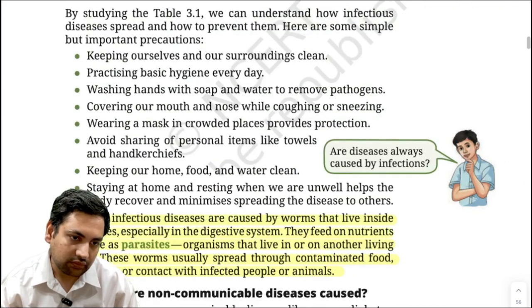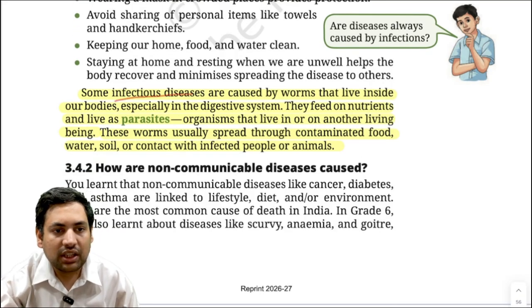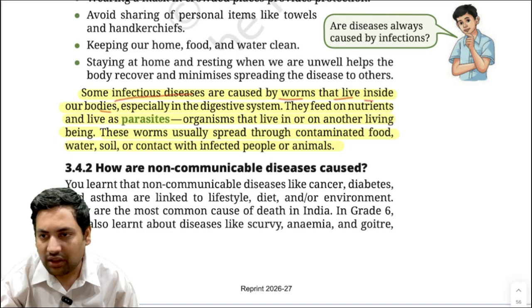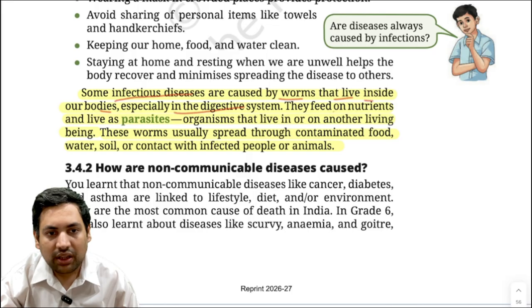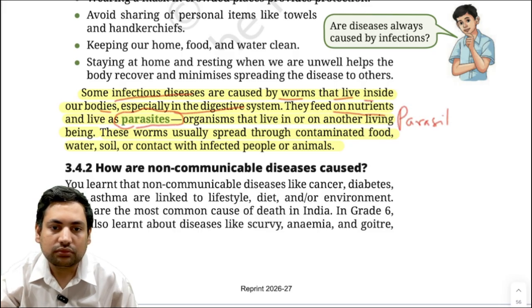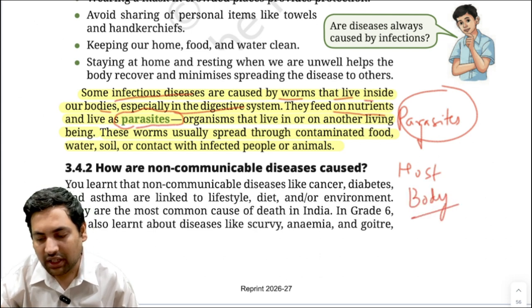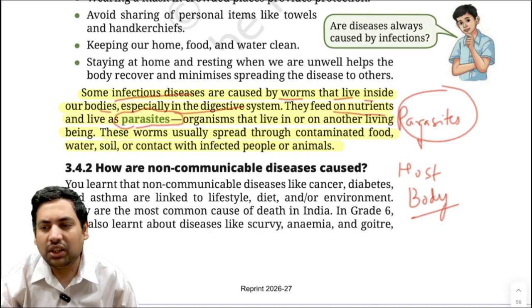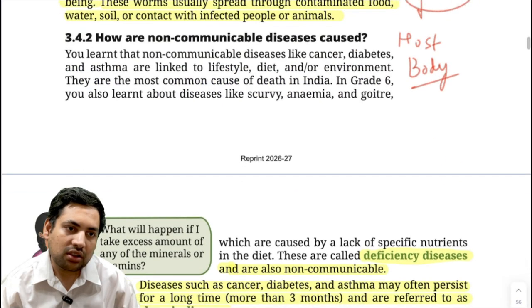Then, yeah, this we have talked about, that some infectious diseases are caused by worms that live inside our bodies. As I told you, some bacteria, worms, all this live inside our body, especially in our digestive system. They feed on nutrients and live as parasites. What are parasites? Parasites are something that lives on the host body completely. Correct. So parasites live on the host body. It takes every nutrient, everything from the host body itself. Then, how are non-communicable diseases caused?